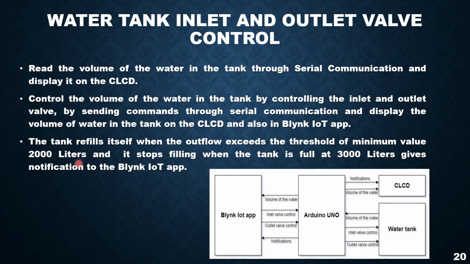Now, it means when the maximum capacity of the tank is 3000 liters, and when the volume of water in the tank is less than 2000 liters, the inlet valve automatically opens, so the tank starts filling. And when the tank is full, at 3000 liters, it gives a notification on Blynk and the inlet valve stops.